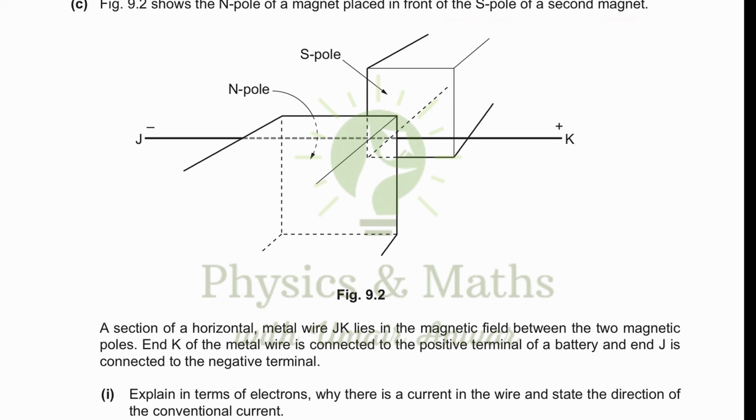Now this is the north pole and this is the south pole. A section of a horizontal metal wire JK lies in the magnetic field between the two magnetic poles. So this is the section of the wire. End K of the metal wire is connected to the positive terminal of a battery and end J is connected to the negative terminal. So this is the positive terminal connected end of the wire and this is connected to the negative terminal of the battery. So it means that a current would start flowing through this wire in this direction. The direction of the conventional current would be to the left.